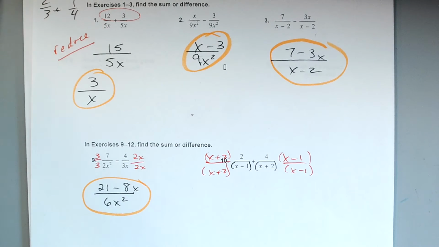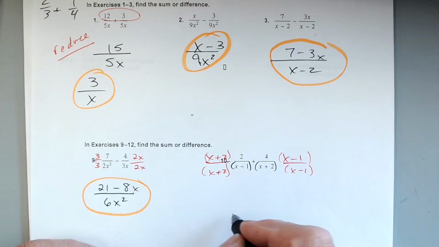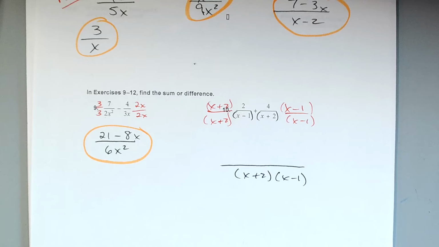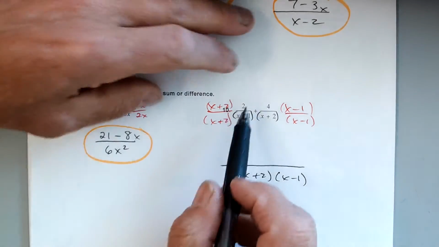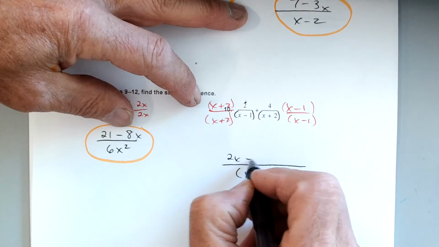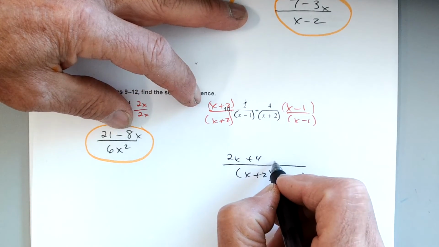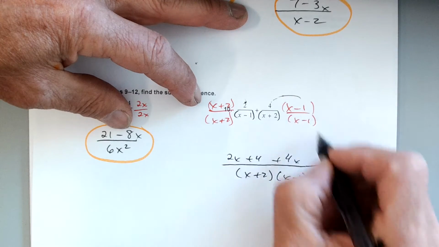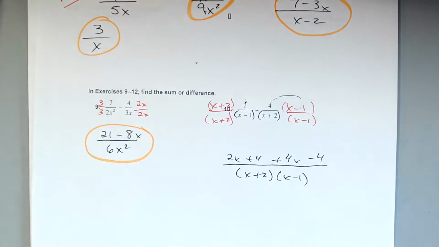So when I do that, then my common denominator is, well, it's the x plus 2 with the x minus 1. And then the numerator is going to be a 2x plus 4 plus a 4x minus 4, okay?